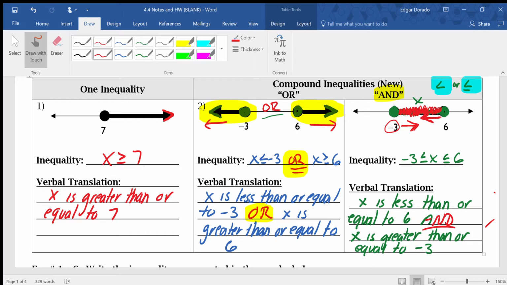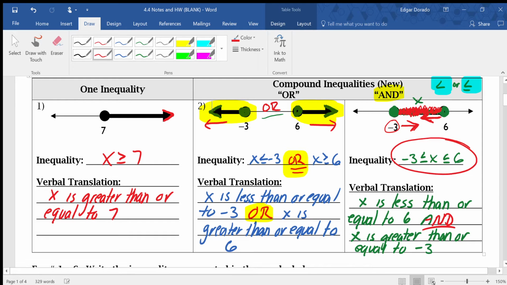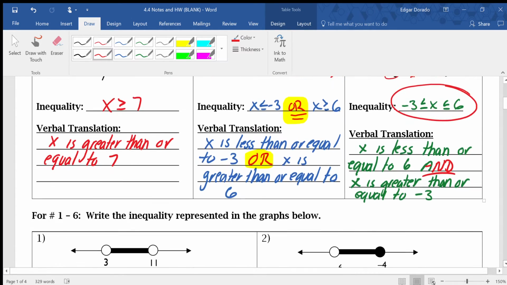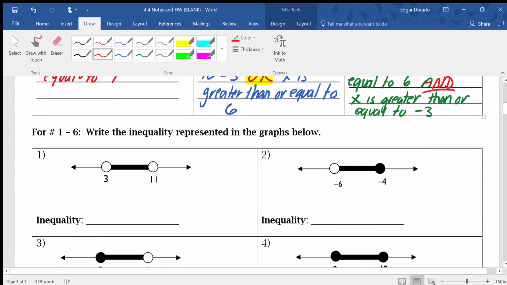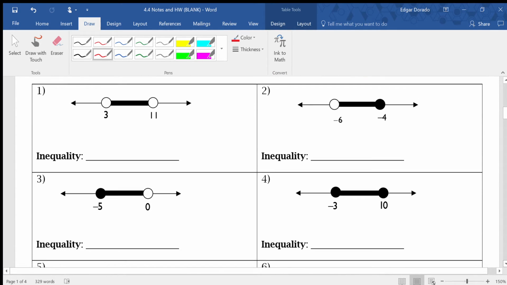Or you could have switched the order. You could have read it as x is greater than or equal to -3, but then x is less than or equal to 6. Okay? Now, I'm going to go into further detail on how we can go ahead and write our inequalities like that. But for now, let's go ahead and see if we can write some new inequalities.